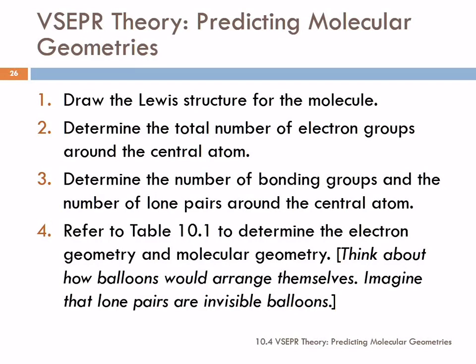So for people who like lists of instructions, here's your list. How to predict molecular geometry. First, draw the Lewis structure. Second, figure out how many electron groups are on the central atom. Third, figure out how many bonding groups and lone pairs. And this kills me. Their instructions are: refer to table 10.1 to determine the electron geometry and the molecular geometry.